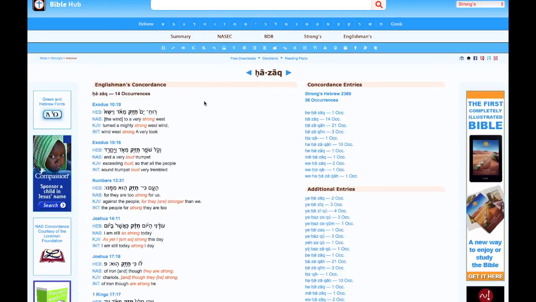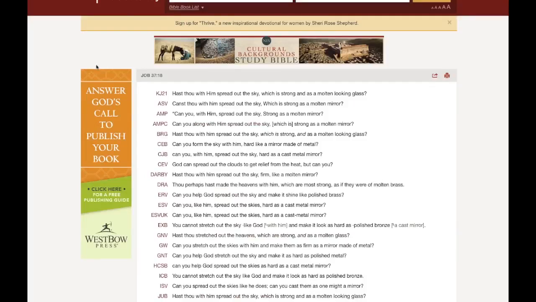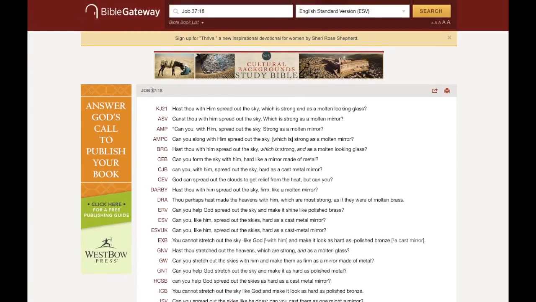Okay, now the next verse. People who want to hold on to this wall theory, that the firmament is a wall, go to this verse. What is this? Job 37, verse 18. "Hast thou with him spread out the sky?" Now we got the word sky, which is strong. So the sky is strong. Okay, fine. Yeah, the sky is strong.